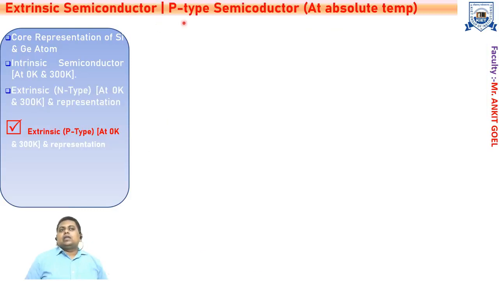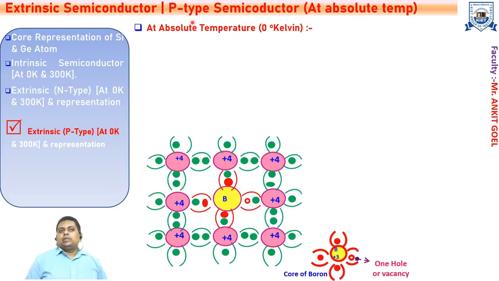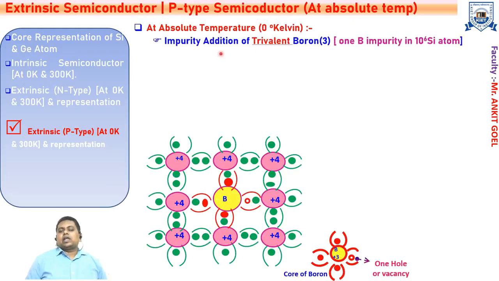So let's discuss the behavior of the P-type extrinsic semiconductor at absolute temperature. To make the P-type extrinsic semiconductor, we use a trivalent impurity. Here, boron is used as the impurity atom.